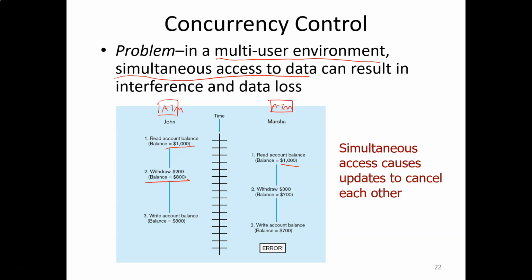And then at the same time, Marsha withdrew $300, so the balance becomes $700 from that $1,000, and $700 is applied to the account. So you end up with $700 in the account. However, actually these two people together withdrew $500. You should really only have $500 in the account. So that's the problem with concurrency control. When you have multiple people accessing and updating the database simultaneously, then the data can be inconsistent.